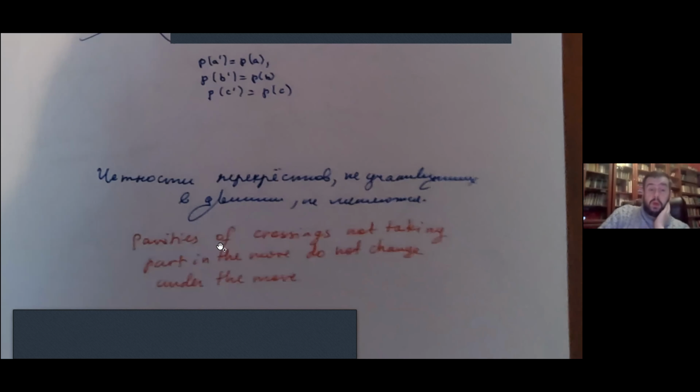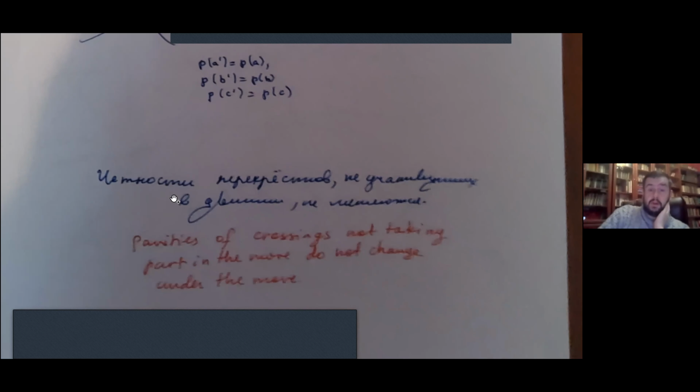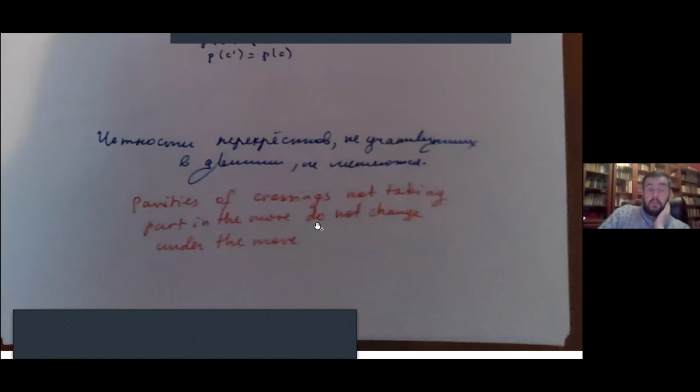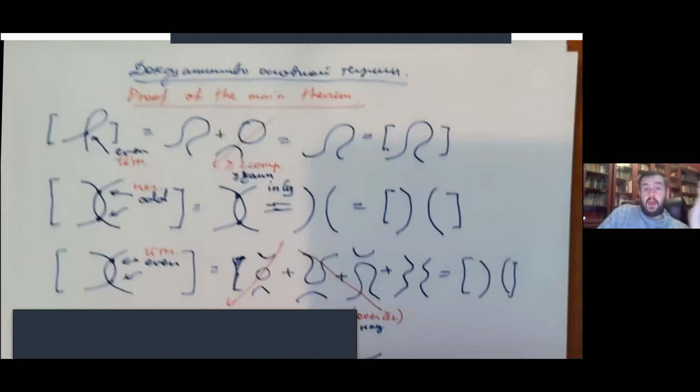And also we require that parities of crossings not taking part in the Reidemeister moves do not change. Well, because if we deal with the Gauss diagrams, then almost nothing happens to chords which are far away. If Reidemeister 2 move is applied, then two chords appear or disappear, so parities do not change. Okay, well, these are properties we are going to use now, and here is the proof of the main theorem.